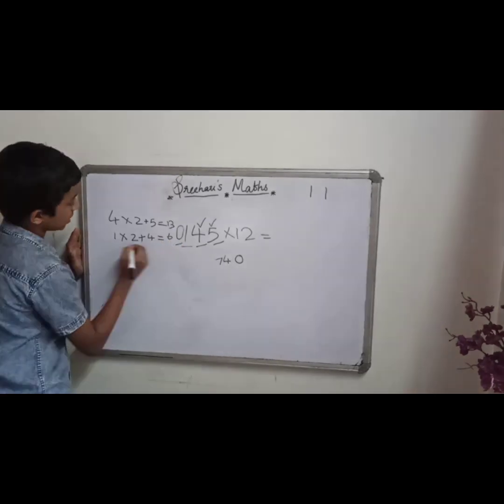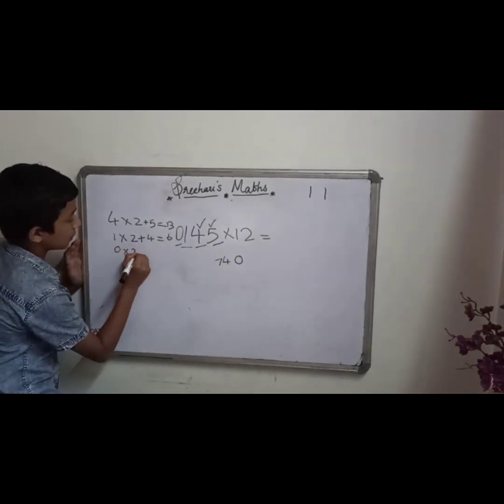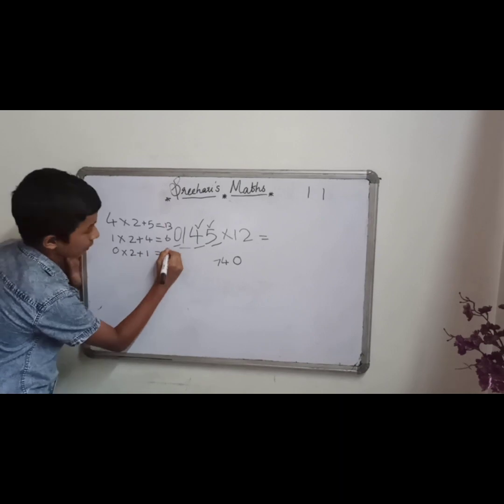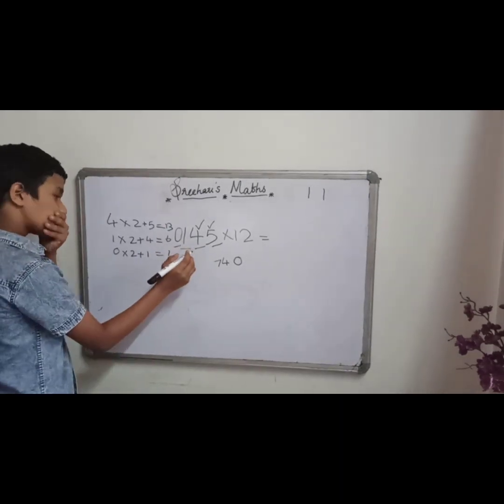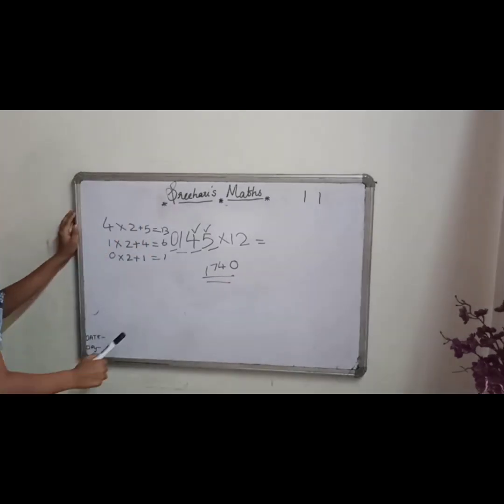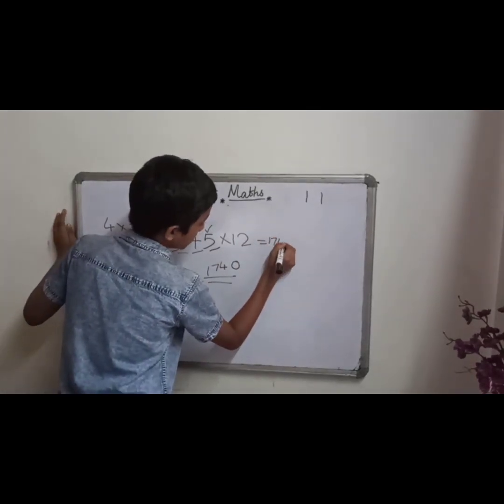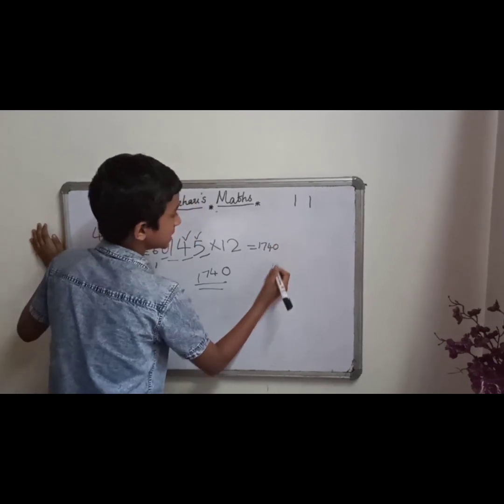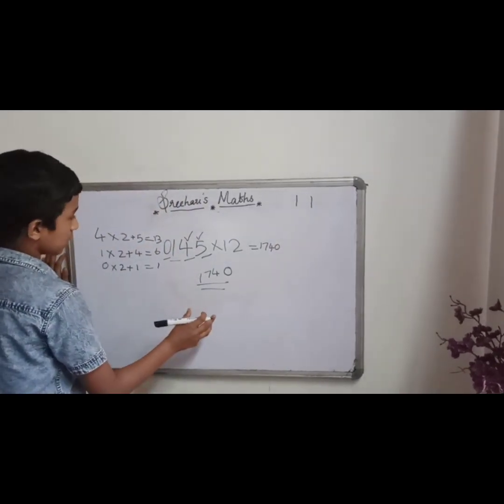Now let us double the 0. 0 into 2 plus 1 is equal to 1. We will write 1 here. Now 1740 is the answer. Now let us check in the normal method.